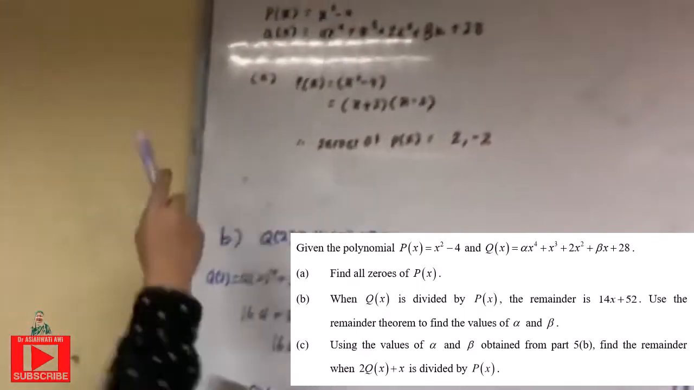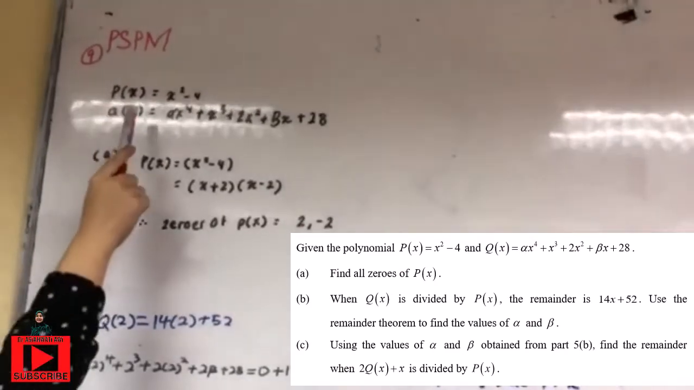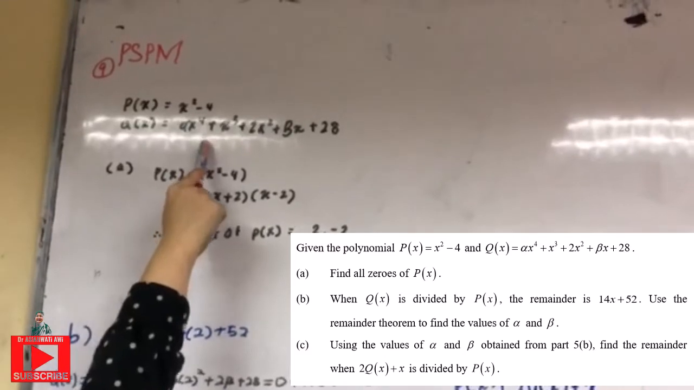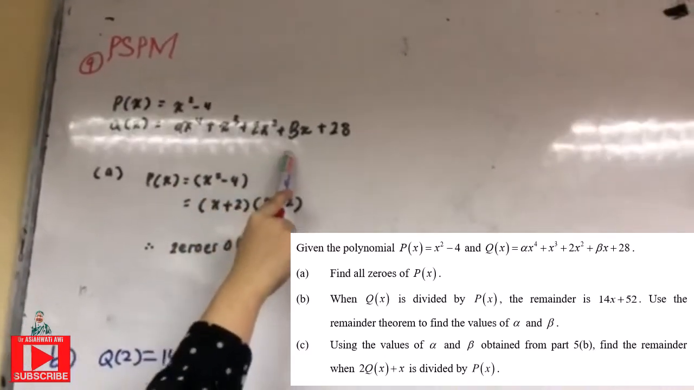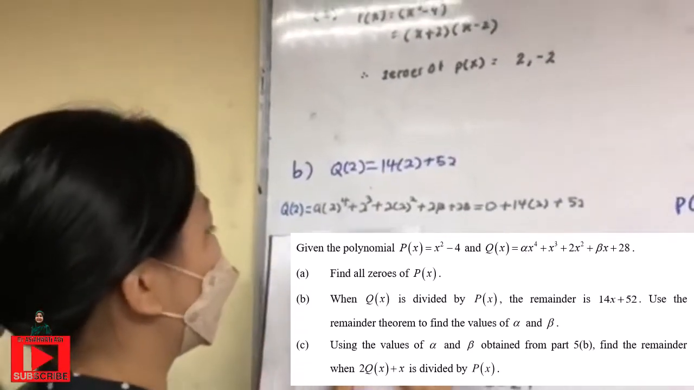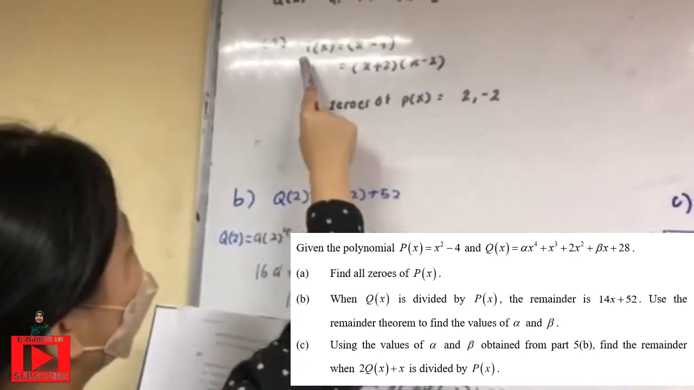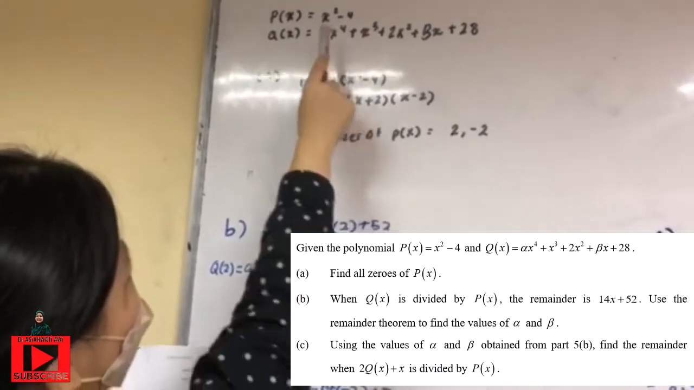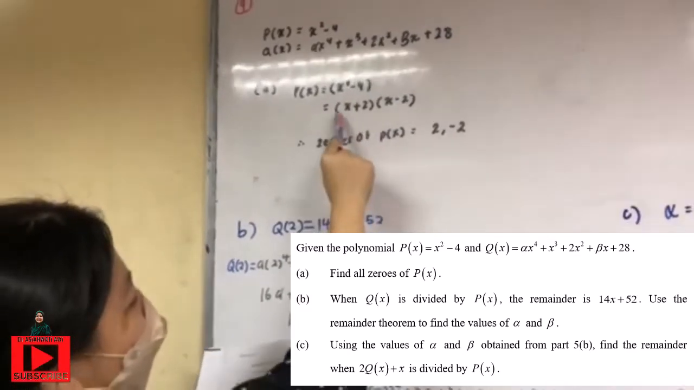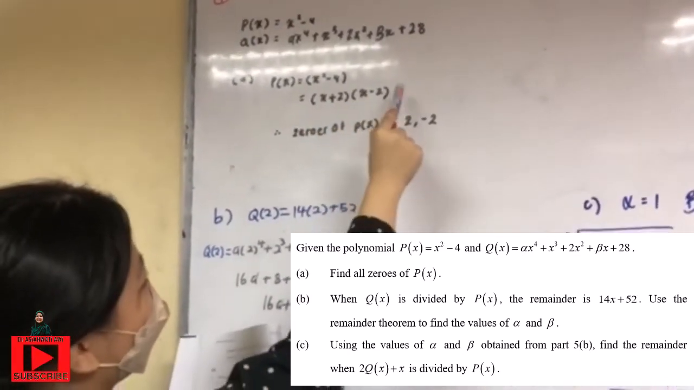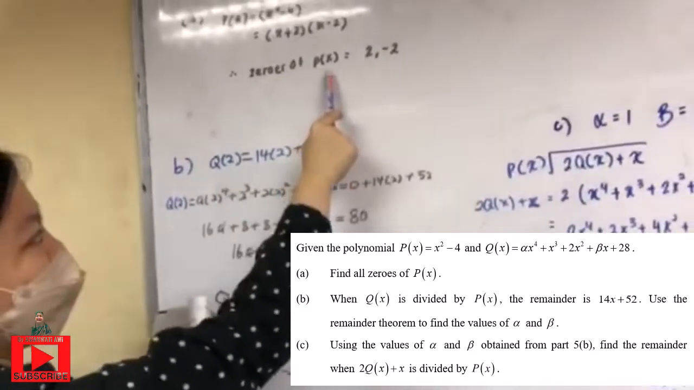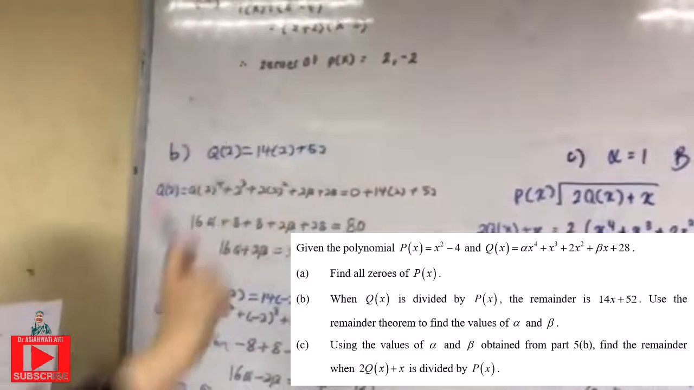For question 9, DSPM, the given polynomial is Px equals x squared minus 4. Qx is alpha x power 4 plus x cubed plus 2x squared plus beta x plus 28. So the first question, find all zeros of polynomial. So as we know, Px equals to x squared minus 4. Then we factorize, dapat x plus 2, x minus 2. So we can know the zeros of Px is 2 and negative 2.